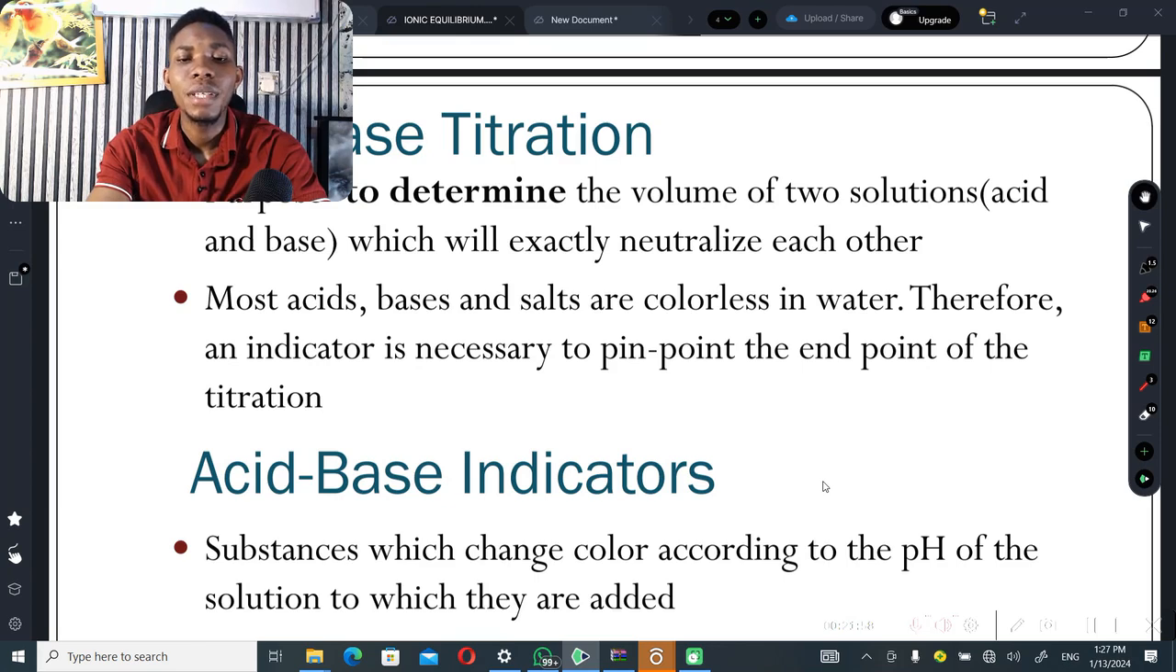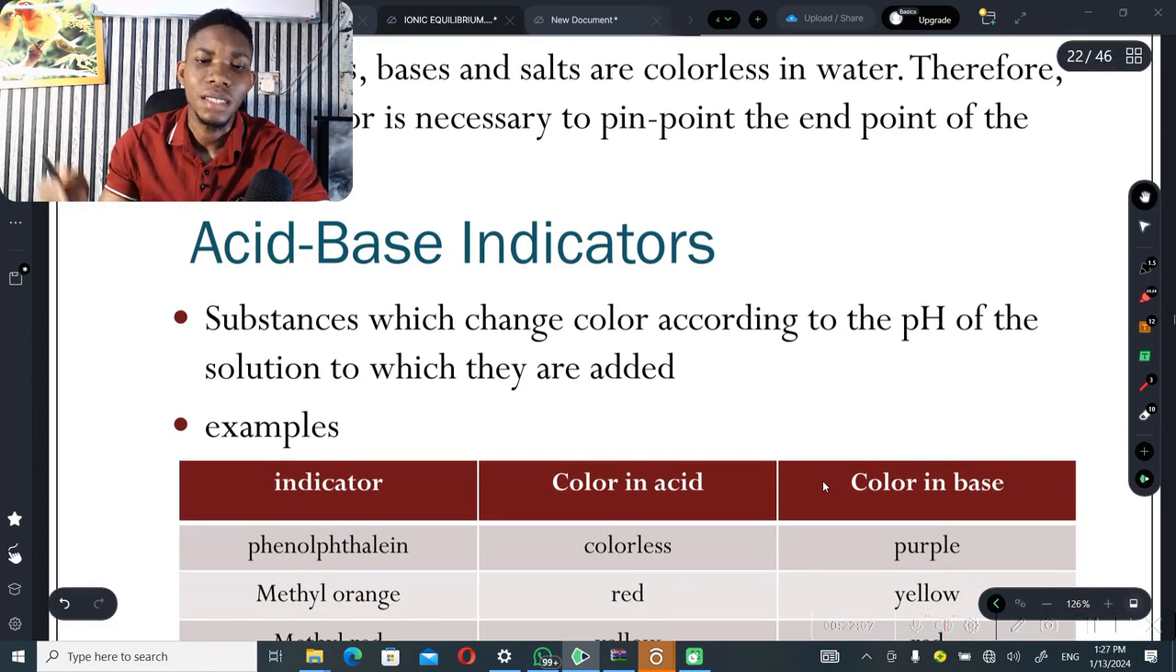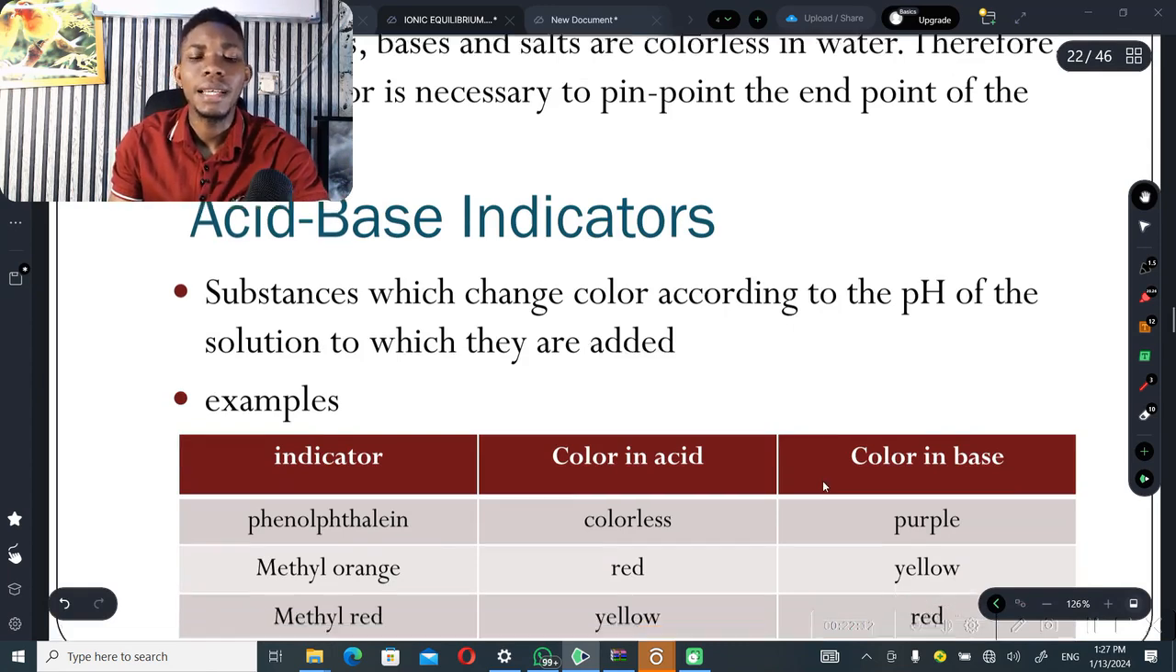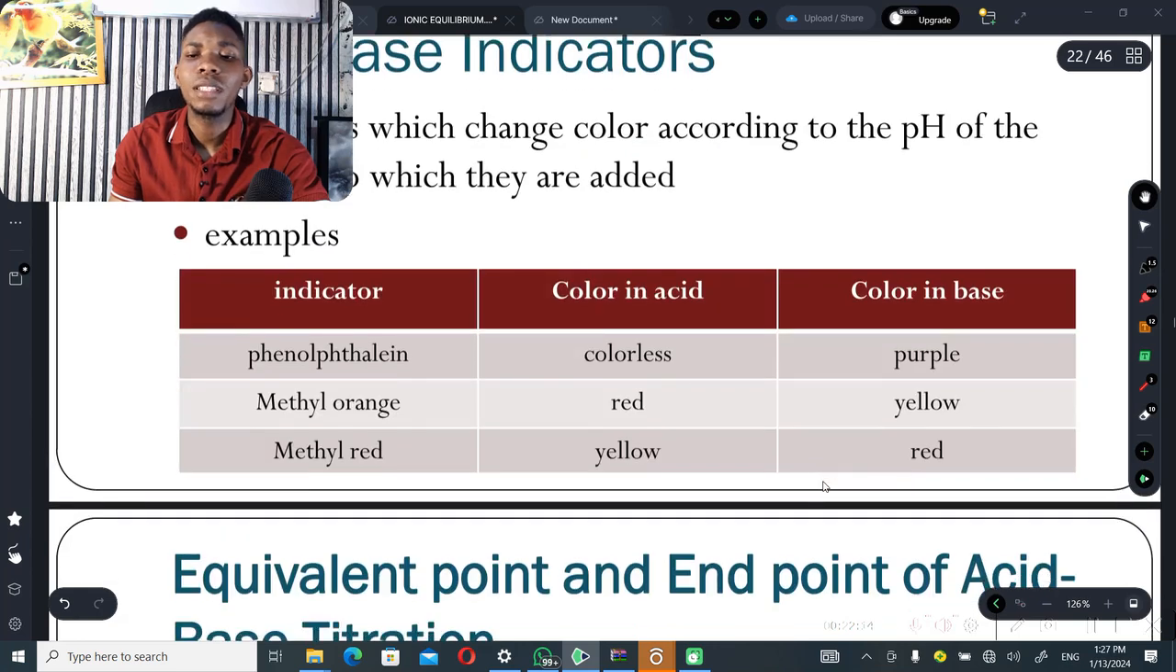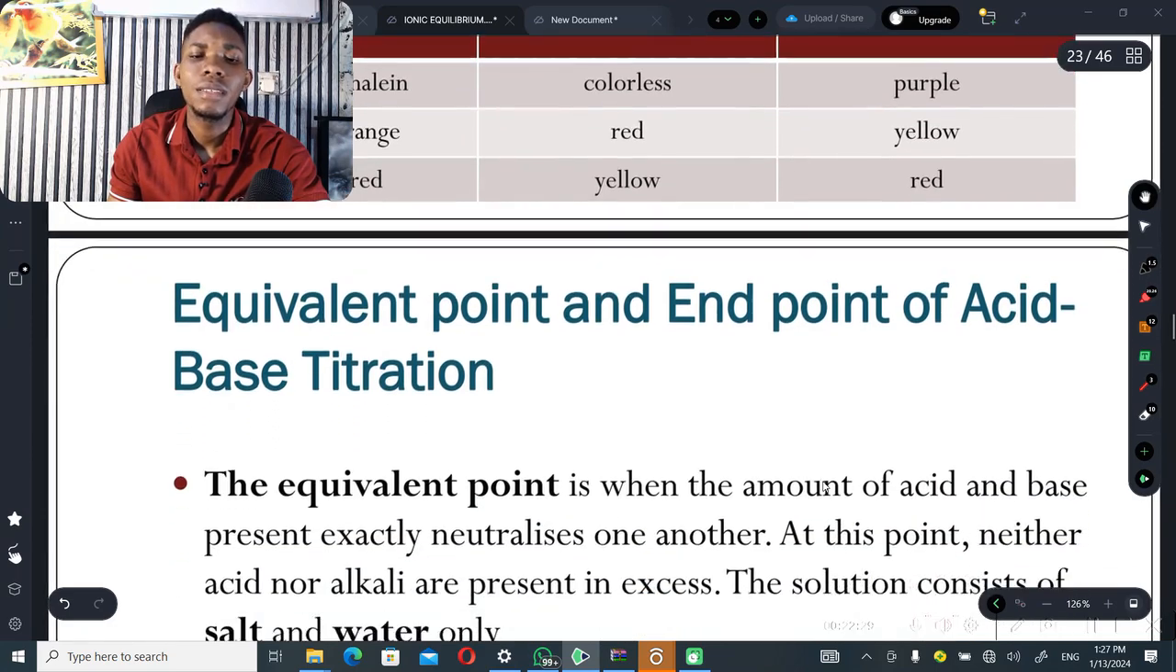Now most acids, bases and salts are colorless in water. Therefore, an indicator is necessary to pinpoint the endpoint of the titration. Now, this is something that you can actually read and understand. Substances which change color according to the pH of the solution to which they are added are called indicators. Now, you have the different indicators, their color in acid and their color in base. You have phenolphthalein, in acid is colorless, in base is purple. Methyl orange, in acid is red, in base is yellow. Methyl red, in acid is yellow, in base it is red.